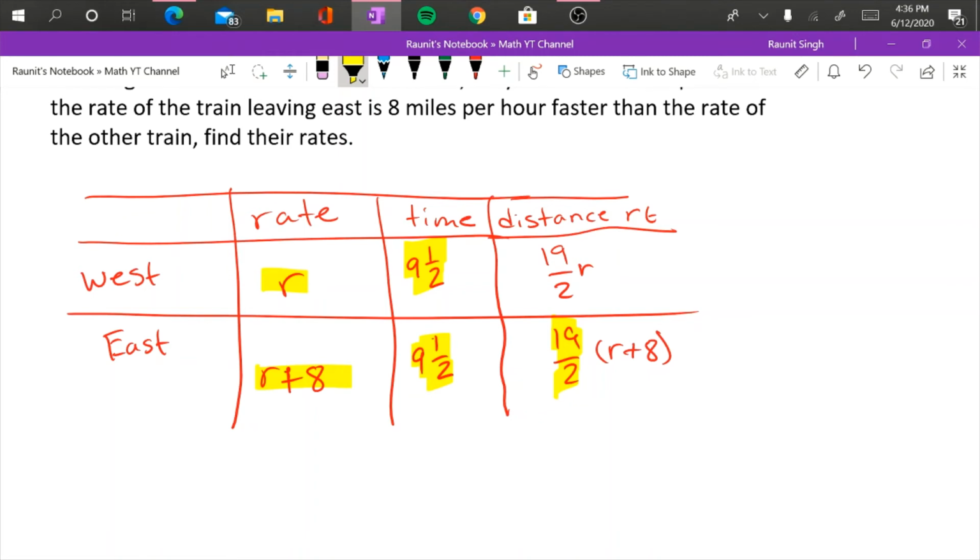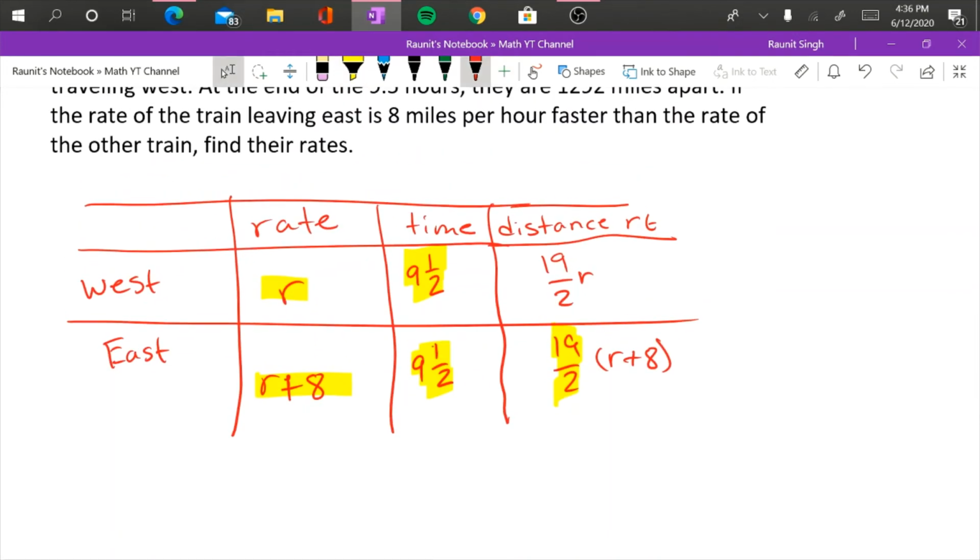So now we are going to do an equation, and we know that the distance is the distance that they travel.